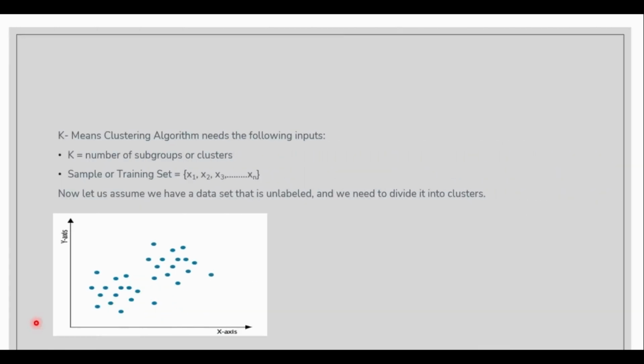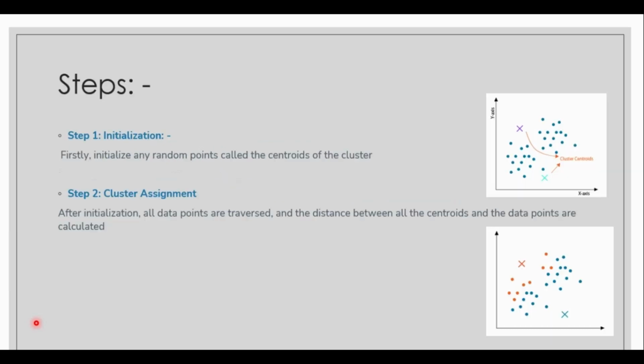The k-means clustering algorithm needs the following input. K is equal to the number of subgroups or clusters, and a sample or training set. Now let us assume we have a dataset that is unlabeled and we need to divide it into clusters. Step 1. First initialize any random points, called the centroids of the clusters. While initializing, you must take care that the number of centroids must be less than the number of training data points. This is an iterative algorithm.